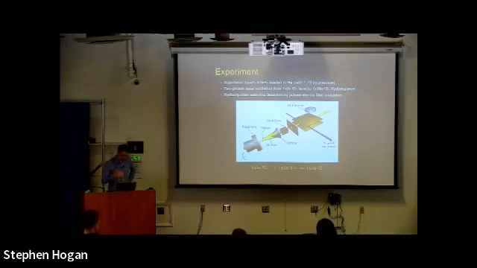And then we detect the Rydberg states. We don't detect the molecules themselves; we do all of our detection on the Rydberg atoms. So we do this state selected.